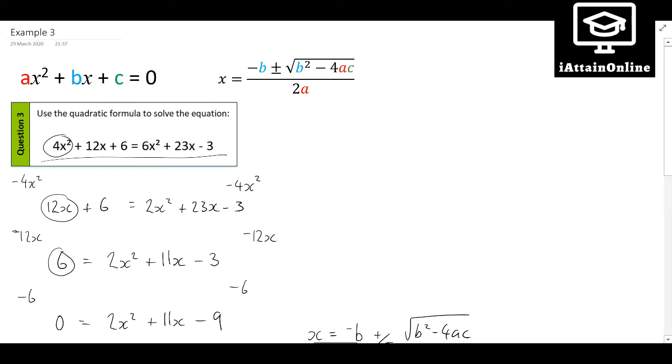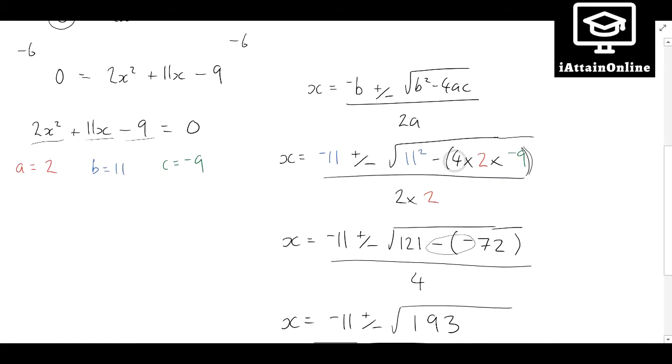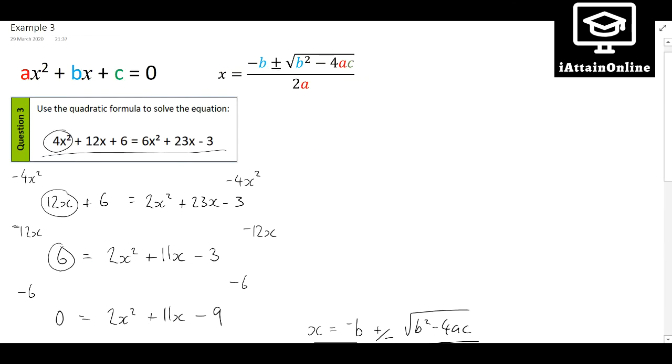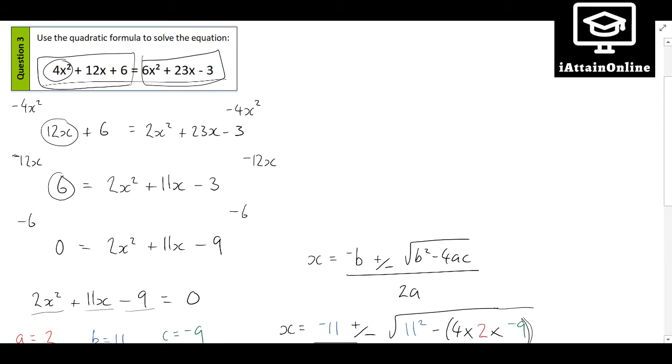If I were to choose one of those values, let's say 0.723, and substitute into this side, and then do this side separately with the same number, x equals 0.723, the 2 answers you get from both sides should equal each other.